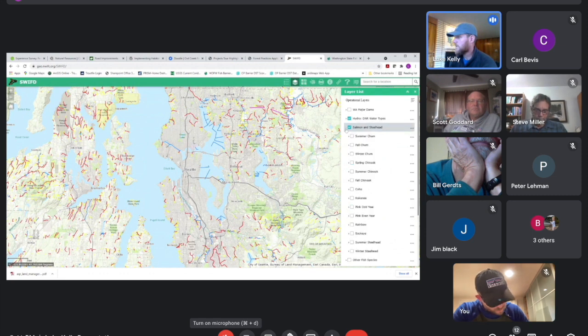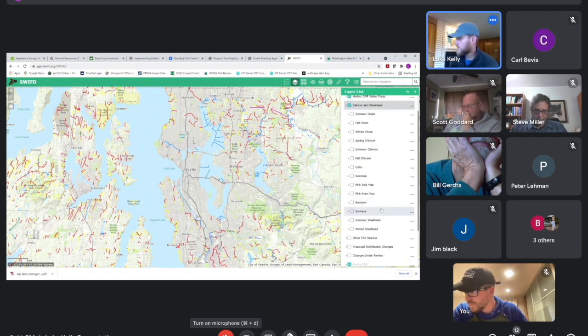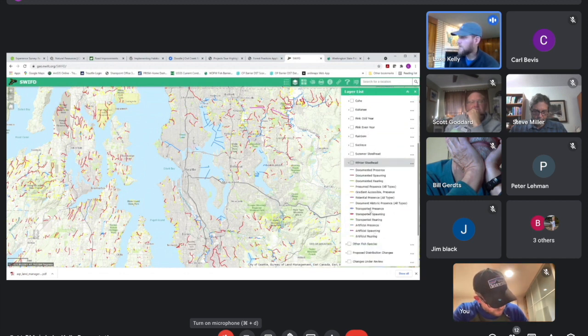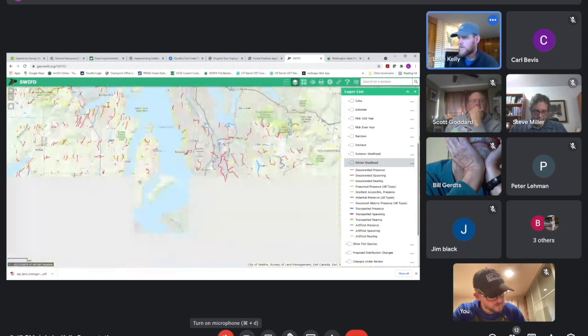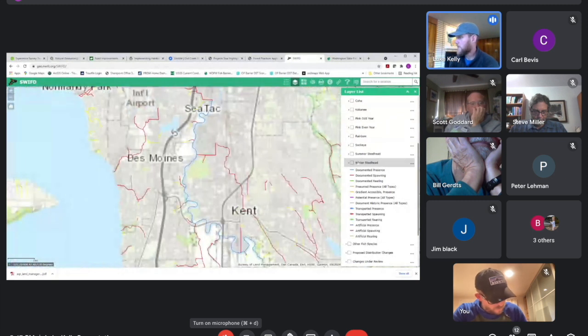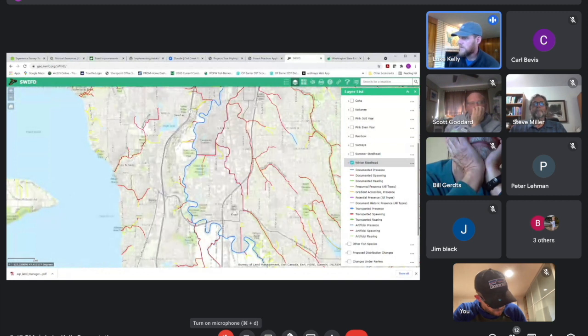I'm going to toggle down. And you see all the species? It's kind of cool. You can turn them all on or off, essentially. But just for show, let's look at winter steelhead. And you see this is where you get all the more detail, documented presence, spawning, rearing, etc. Let's zoom in. Let's see here. Steelhead. Just zoom right into Kent a little bit. And we're going to select winter steelhead. And it might take a minute to load. But yeah, here we go.